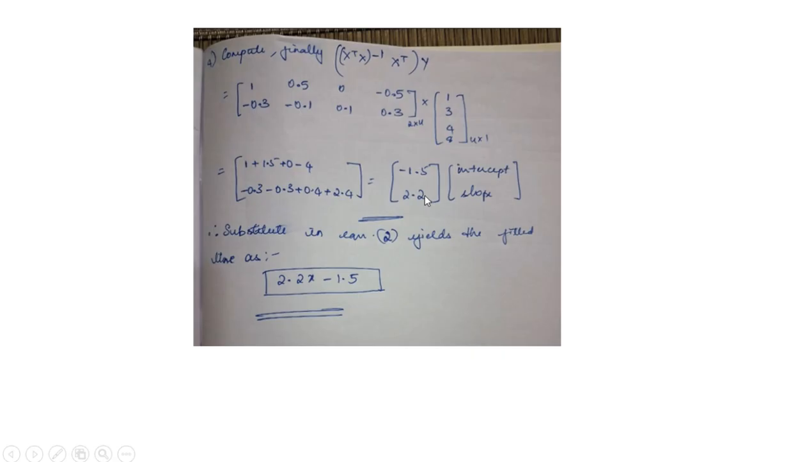So basically our final result is what? You've got the A values. So nothing but 2.2x minus 1.5 is your fitted line equation.